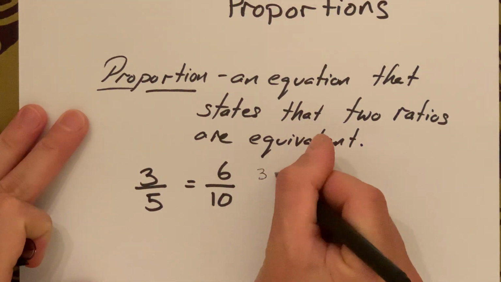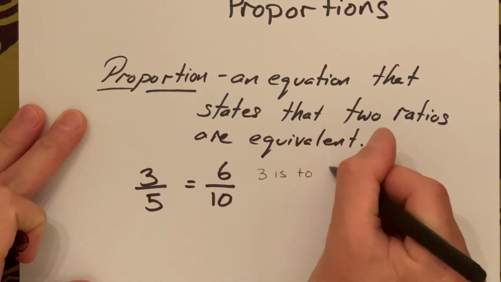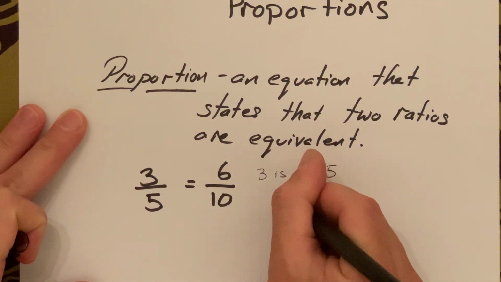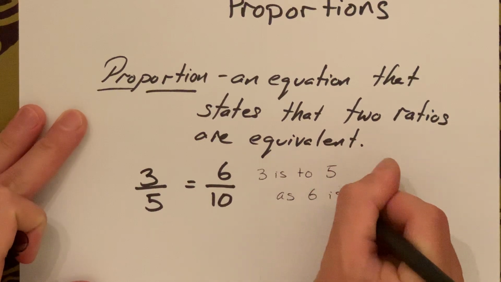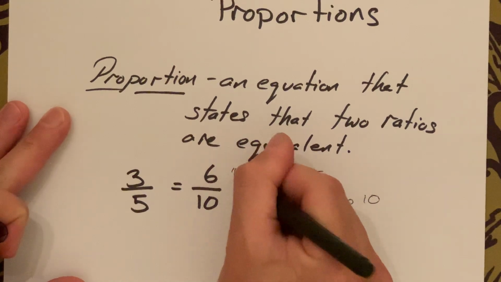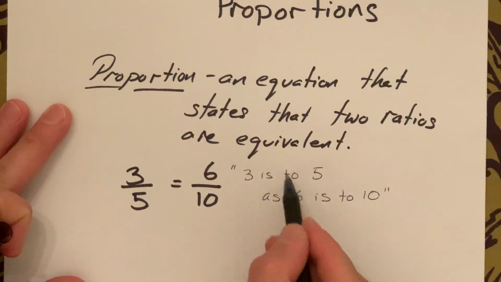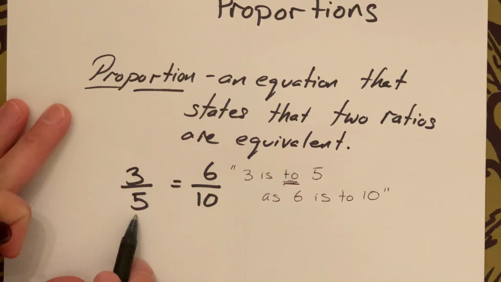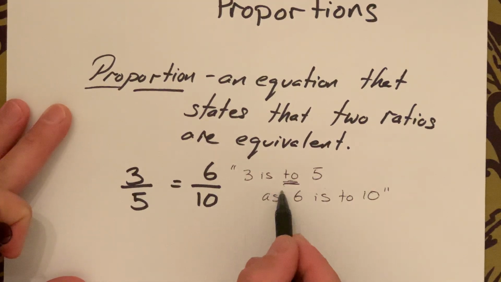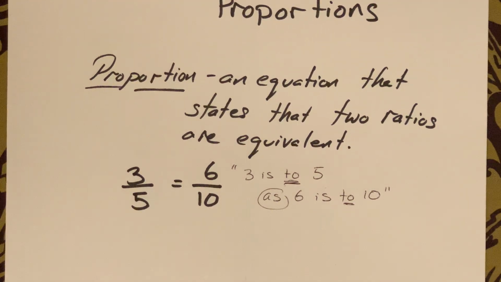3 is to 5 as 6 is to 10. So this is how you would say it if you looked at it. 3 is to 5, because it's a ratio, it has that word "to." 3 is to 5 as, this is my equal sign, as 6 is to 10. So it's kind of unique seeing them, but it's not that wild of a concept, and let's jump into it.